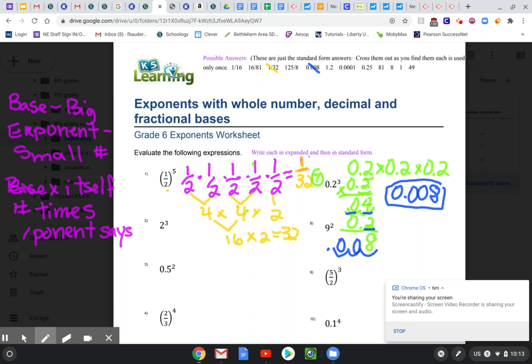That will help me to see what you've done because the work is what I'm grading, not just the final answer. If you put just 1/32 or just 0.008 on your paper next to the problem, I'm going to return it to you and ask you to redo it and show me the work. So do it right the first time so you don't have to do it twice.